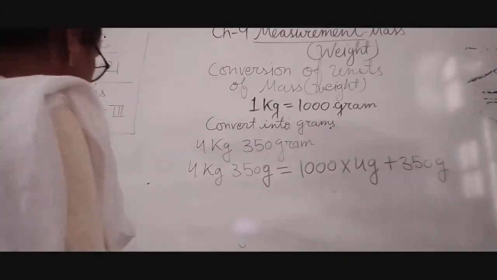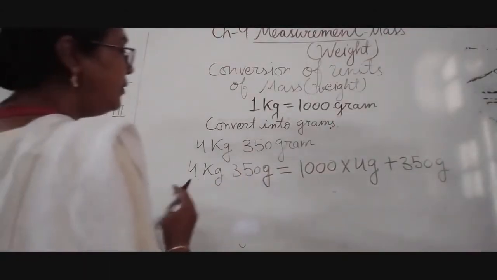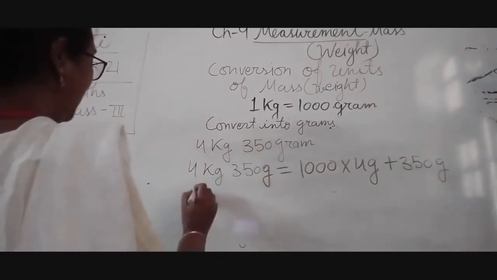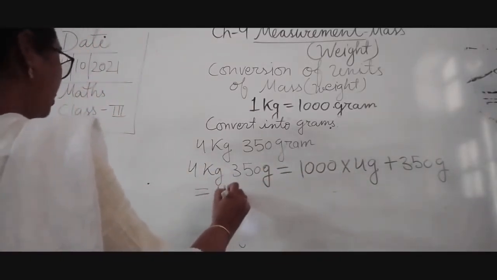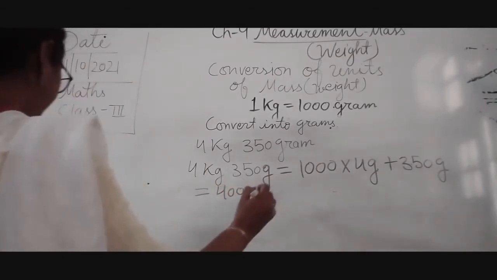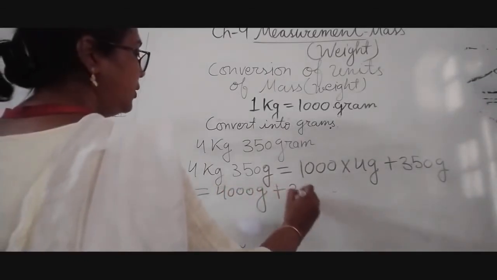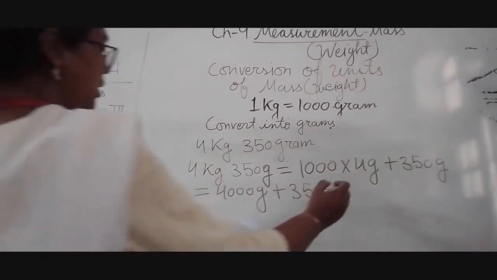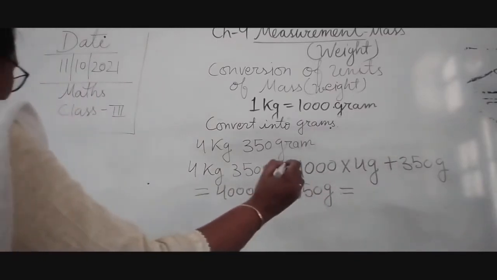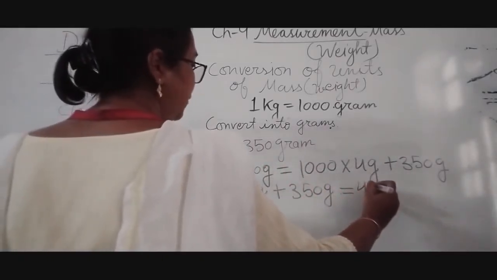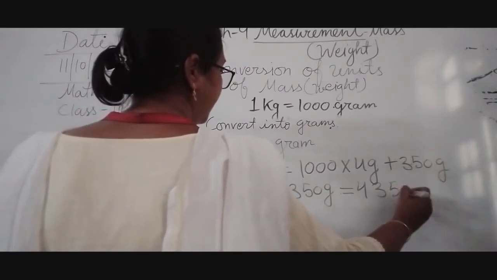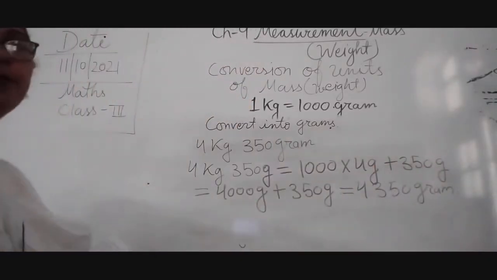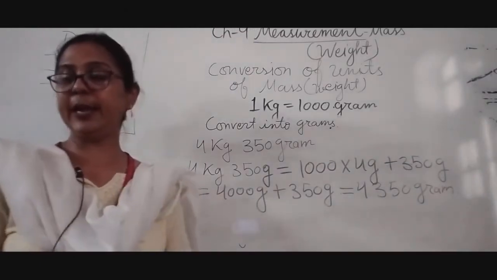Okay, so let's see how we can do it. When we multiply 1000 by 4, we will get, children, 4000 grams plus 350 grams. Okay children, now after adding this we will get 4350 grams. This is your answer. So always remember, whenever you get this type of question.